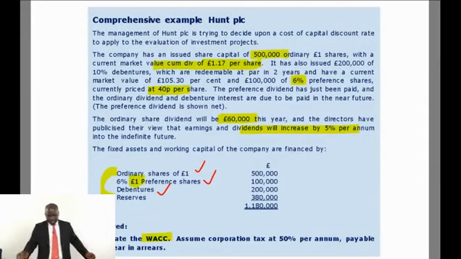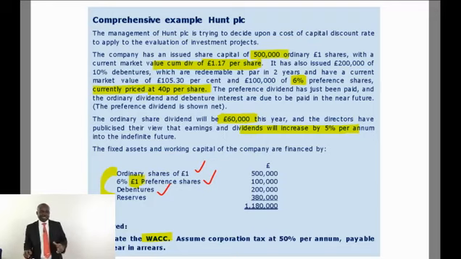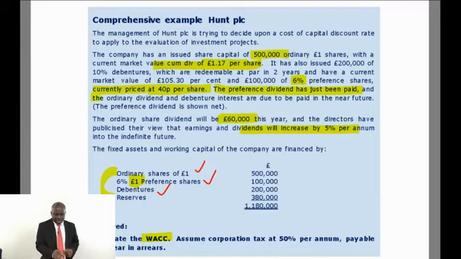Now let's come here. Question said they've got 100,000 of 6% preference shares currently priced at 40p per share. Question didn't directly tell me at that point that the preference market price is cum or ex. But the question further stated that the preference share dividend has just been paid, and the ordinary dividend and the debenture interest are due to be paid. If the dividend is due to be paid, it means the market price is cum. If the dividend is already paid, it's gone. Therefore, the market price is ex.